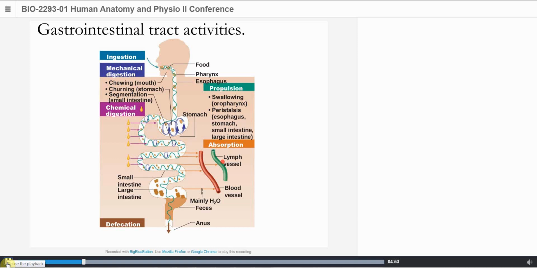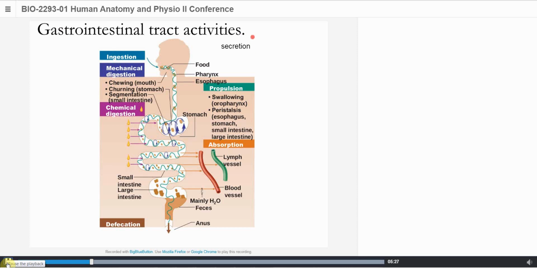All right, finally, waste removal, defecation, is another function. There's one that's not on here that I'm going to add, and that is secretion. It is another important function. About 7 liters or so of fluid a day are secreted into the GI tract itself by the body. Okay, these secretions contain acid, buffers, enzymes, water, to aid in this whole process.